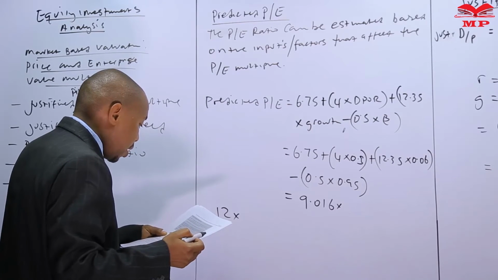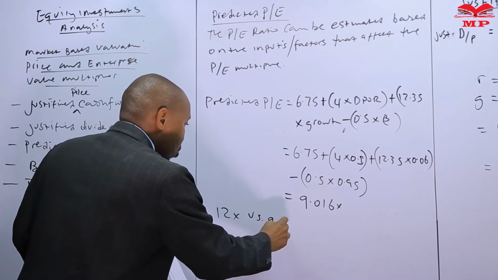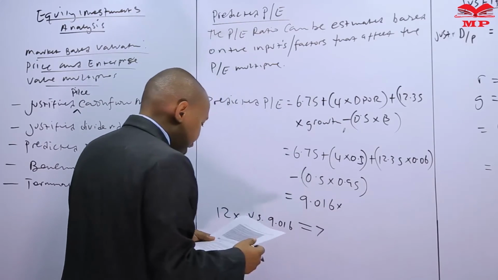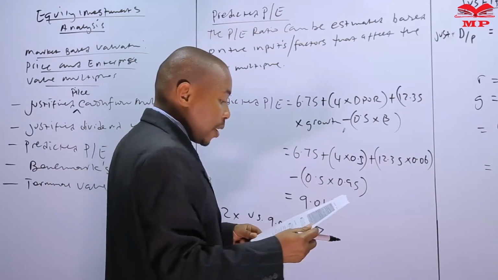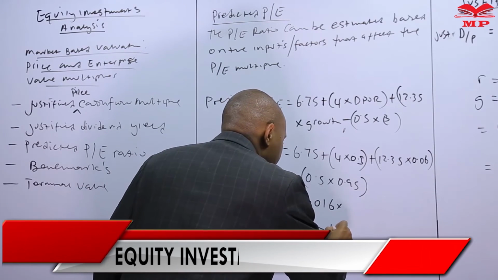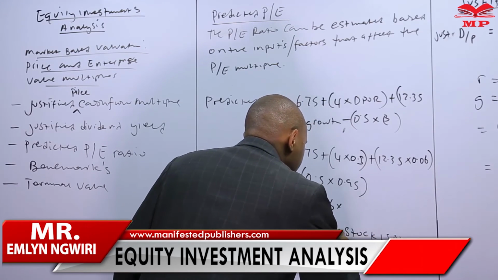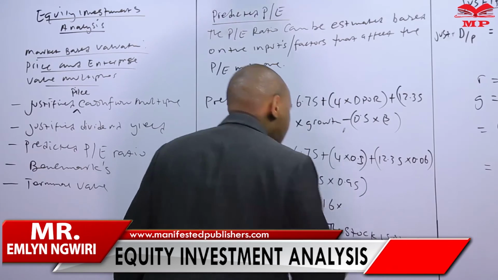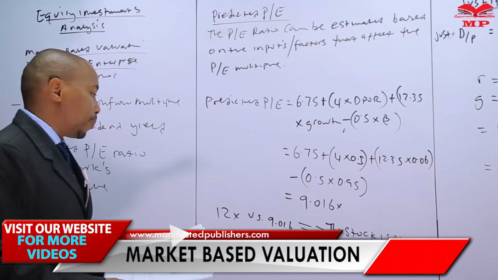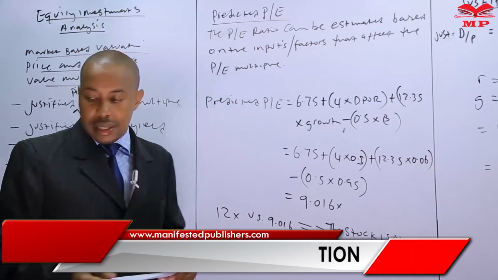We've been given the firm's PE ratio as 12, and the predicted PE is 9.016. So we can deduce that the actual PE being greater than the predicted PE means that the stock is overpriced. 12 is greater than 9.016 there. Now we move on and look at benchmarks.